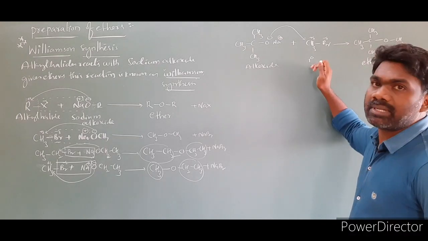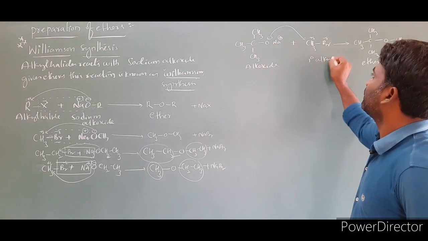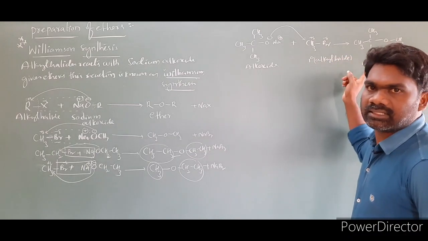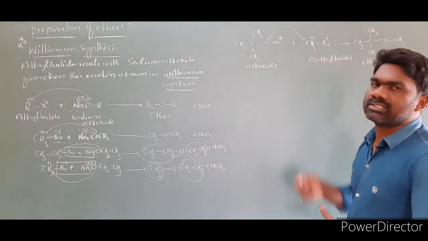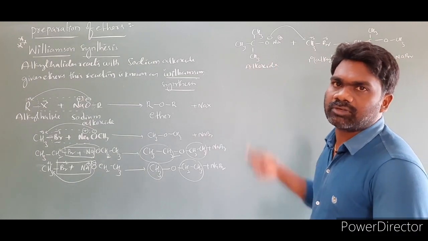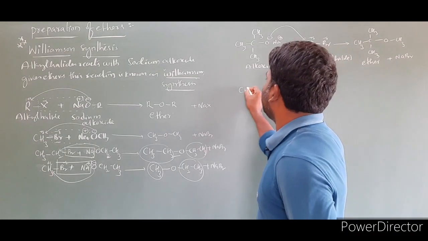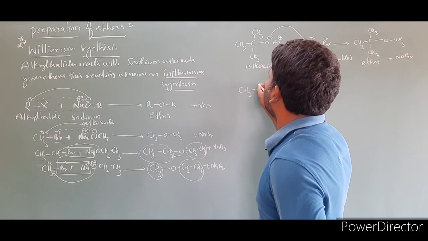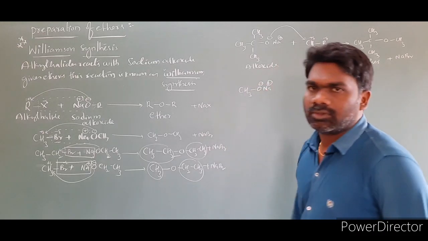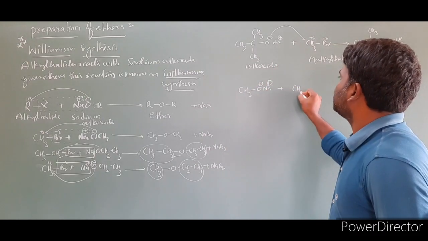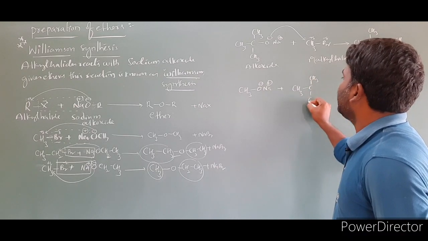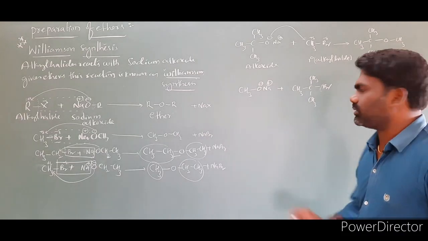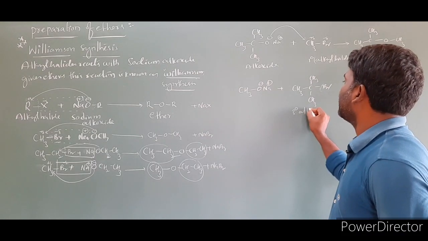Now if we take a primary alkyl halide, the product is ether. If you take a tertiary alkyl halide, and I am changing the alkoxide also, what is the product we expect from the reaction? I am taking the alkoxide CH3ONa, O minus Na plus. I am taking the alkyl halide, and this is a tertiary alkyl halide.